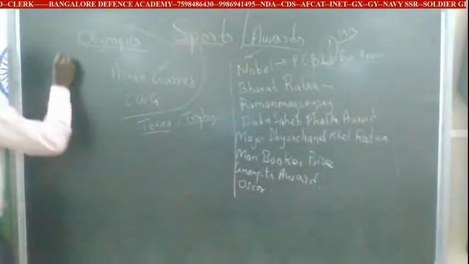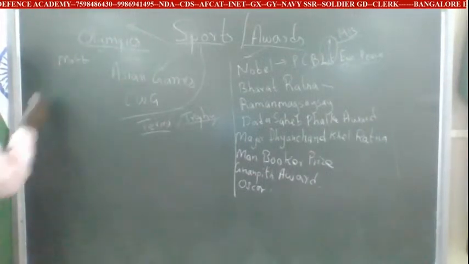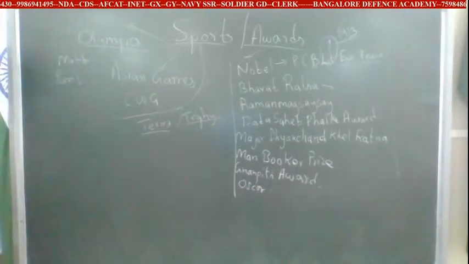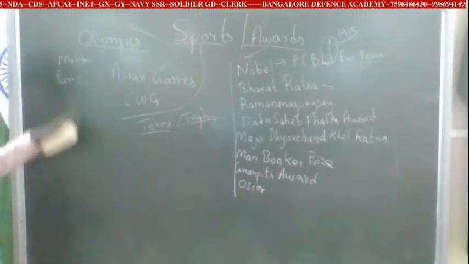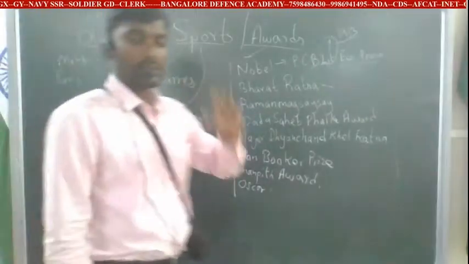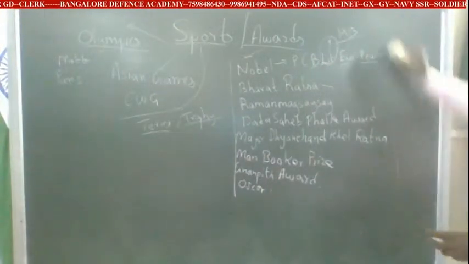When it comes to sports and awards, a very important thing is the Olympics. They may ask you the motto, or when the next Olympics is going to be held. It is going to be held in Paris. In which year is it going to be held? These kinds of questions are expected in your examination. These are very small sections of sports and awards in upcoming examinations like AFCAT.